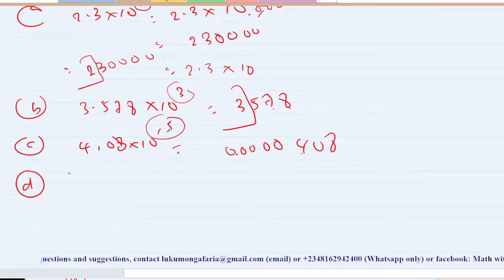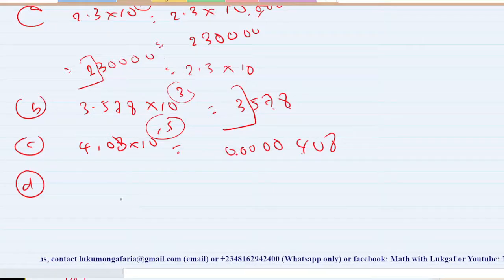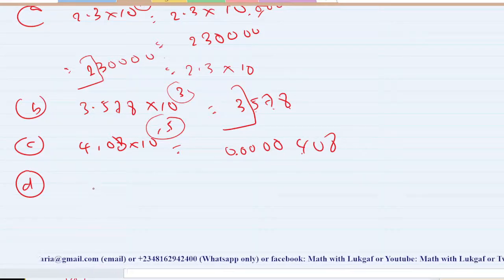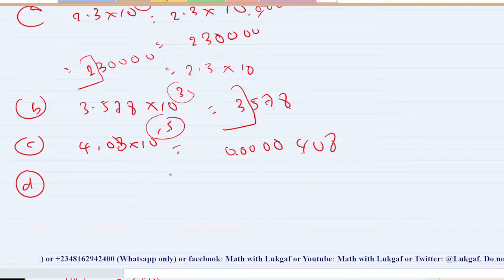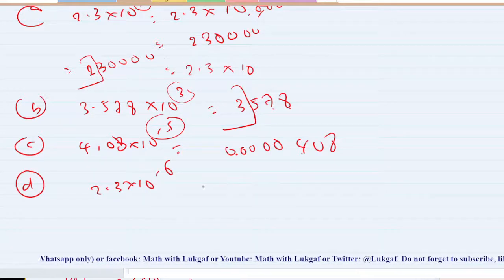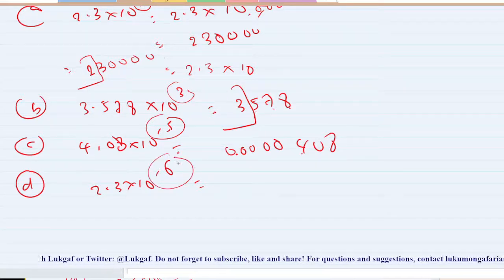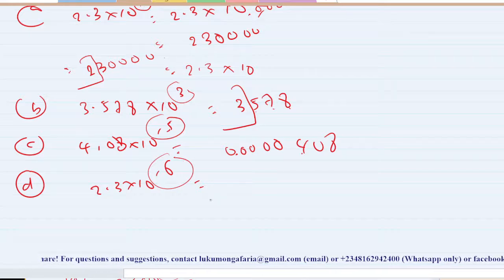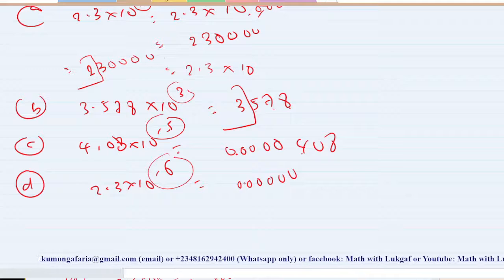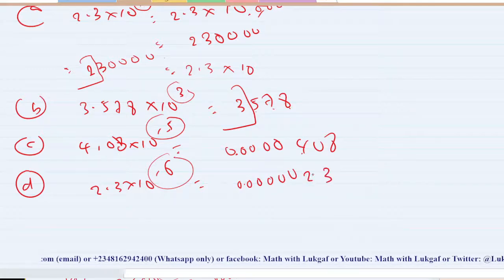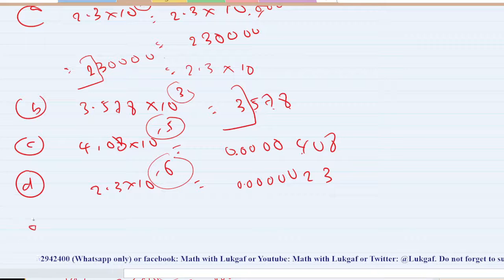Let me give you another example. Let's say I have 2.3 multiplied by 10 raised to power minus 6. It is not difficult. Since it's a negative index, you must have 6 zeros before you have your first significant number. So then you have 0, 0, 0, 3, 4, 5, 6. You put the decimal point here, then you now have your 2, 3. It is not difficult at all.